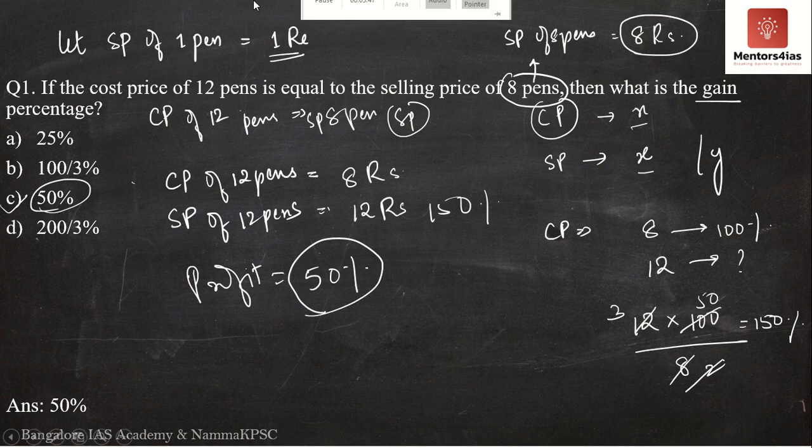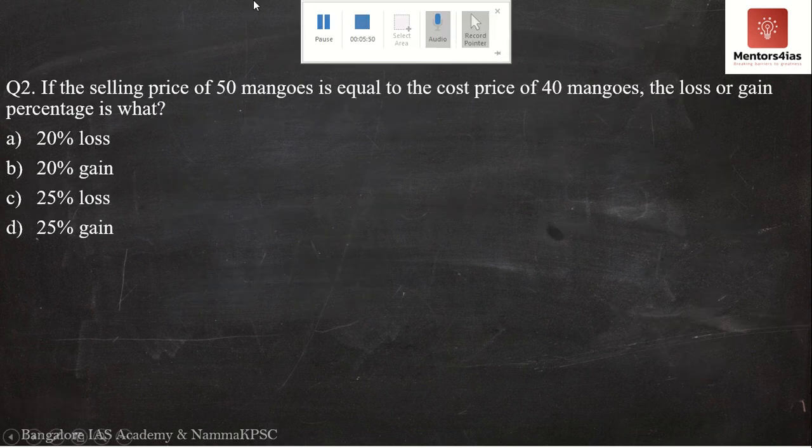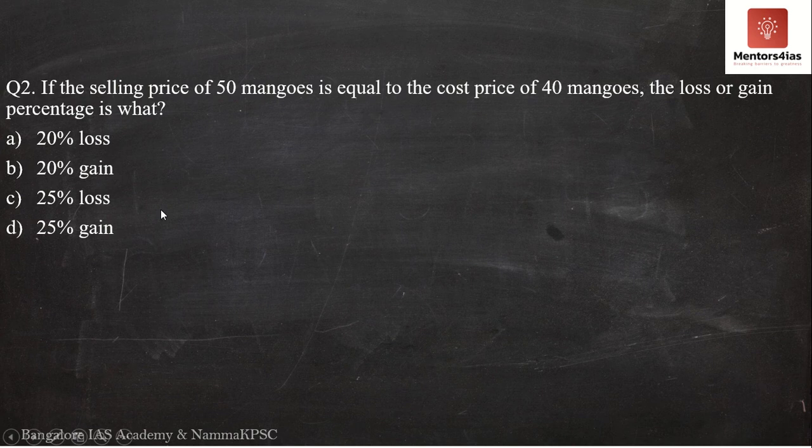Now moving over to the second question. Question number 2. Now what does question number 2 say? It says, if the selling price of 50 mangoes is equal to the cost price of 40 mangoes, the loss or gain percentage is what? What is the loss or gain percentage?